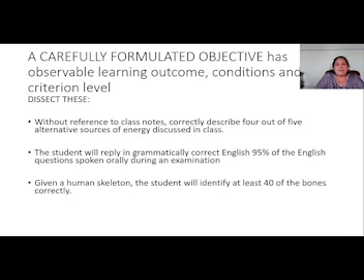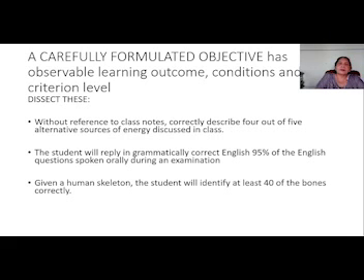95%. Grammatically correct, that's qualitative. 95%, that's quantitative. Degree of what? Degree of performance expected, that's the criterion. So is this complete? That's complete. Completely, carefully formulated objective.